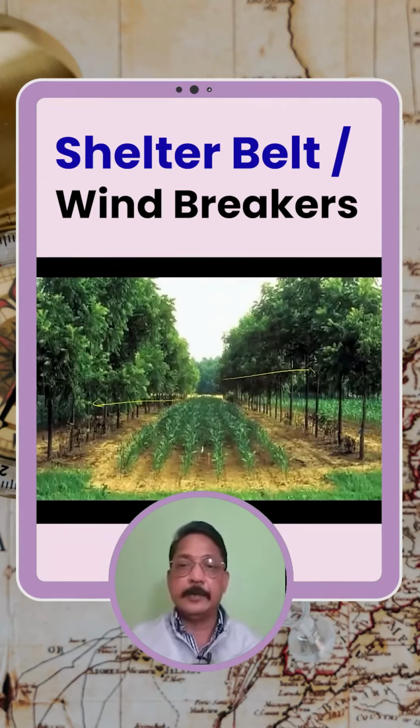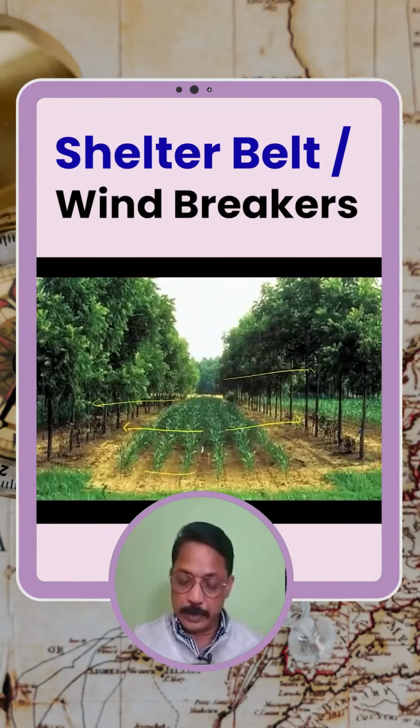So shelter means these trees are giving protection to these plants. How? By not allowing the soil to flow away along with the wind. So what will the trees do? They will obstruct the speed of the wind, and this is how the rate of soil erosion will be controlled.